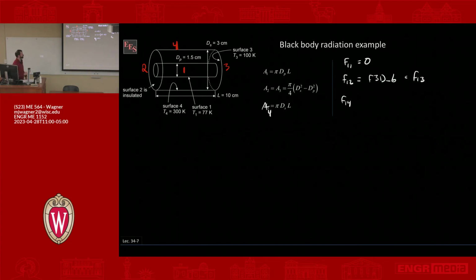For F14, we could probably look in a library, but we actually don't need to. We have enough information. We have all three of the other view factors and just one remaining. This is an enclosure, so we can use the enclosure rule here. We would just say F14 is equal to 1 minus F12 minus F13 minus F11.